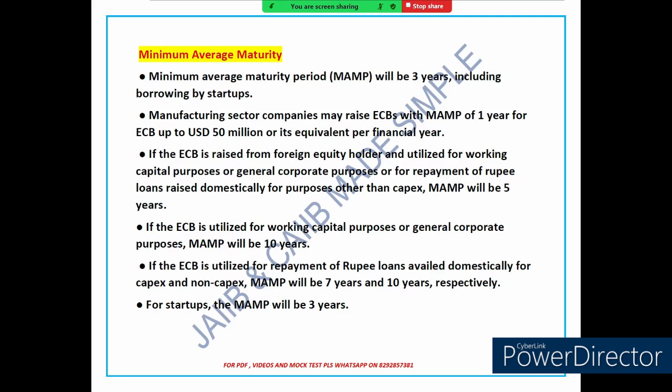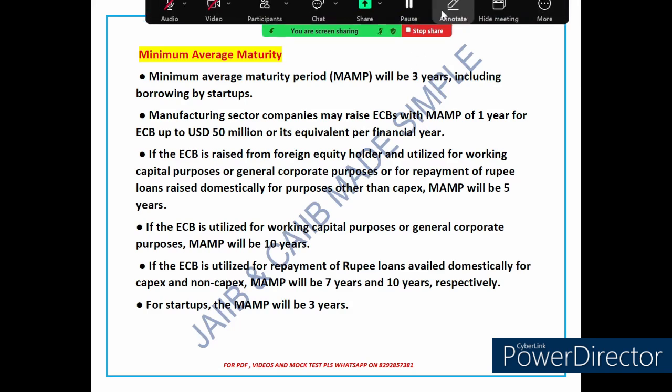Now let's move on to the next topic, that is MAMP, minimum average maturity. We will talk about minimum average maturity period, or MAMP, when it comes to external commercial borrowing, or ECB. I will break it down for you step by step. So let's dive in. First thing first, what is MAMP? MAMP stands for minimum average maturity period, and it is basically the minimum amount of time a company has to take to repay the loan they have taken from a foreign lender.